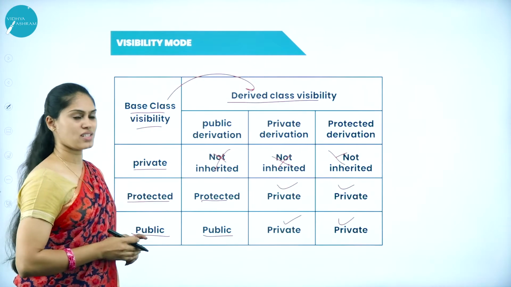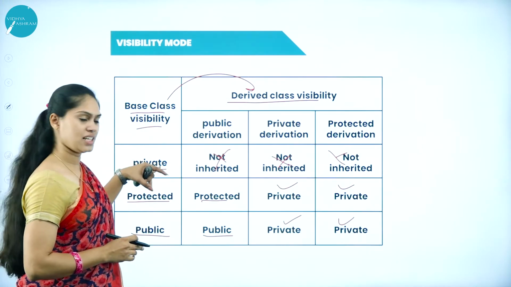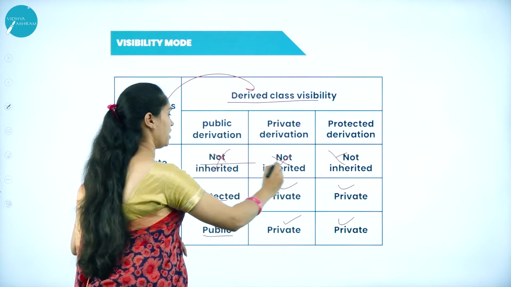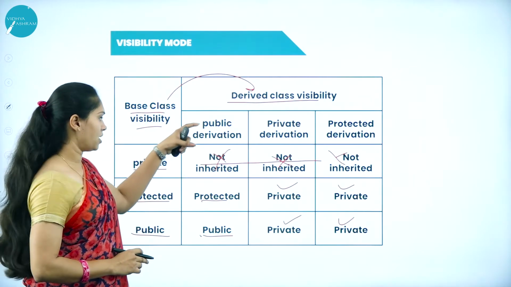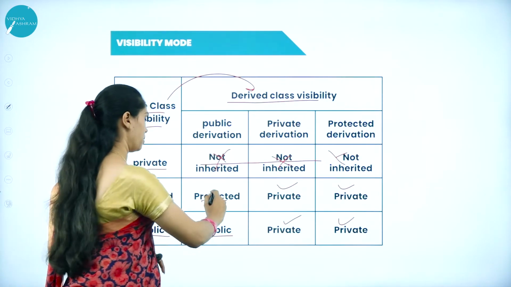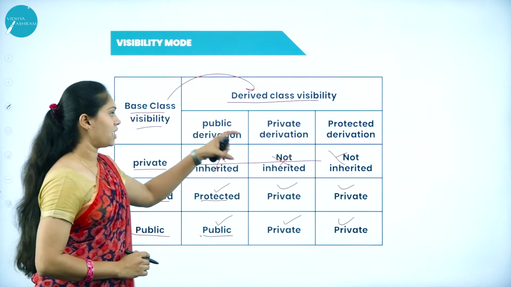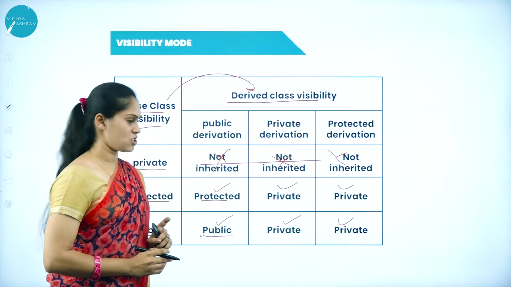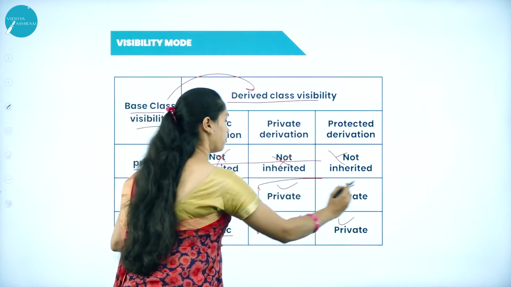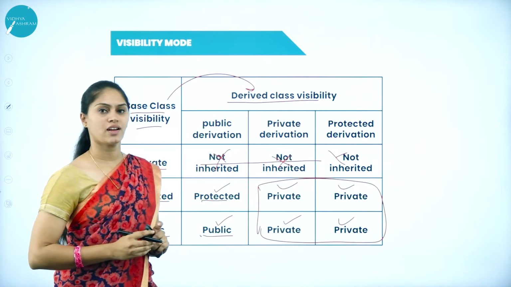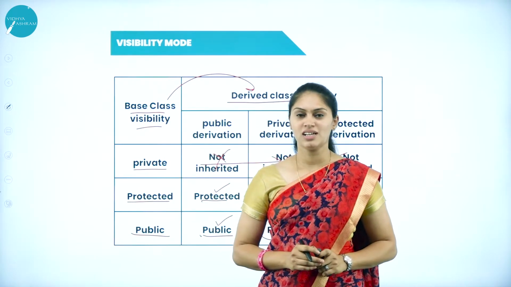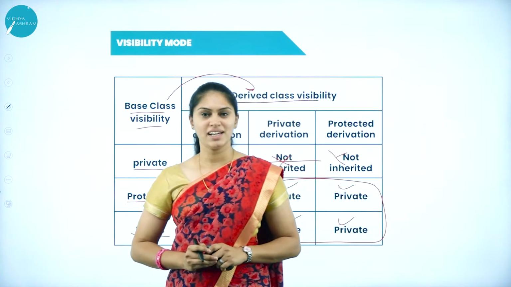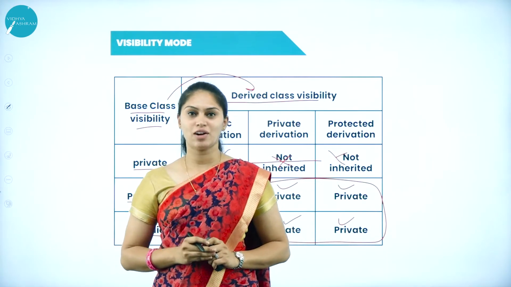Okay, so what is the way of remembering this one? If it is private, then I cannot inherit the content. For protected and public, in a public derivation mode, it will be protected and public, and for private and protected derivation mode, it will always be the private visibility mode. So this is regarding the visibility mode of a derived class.